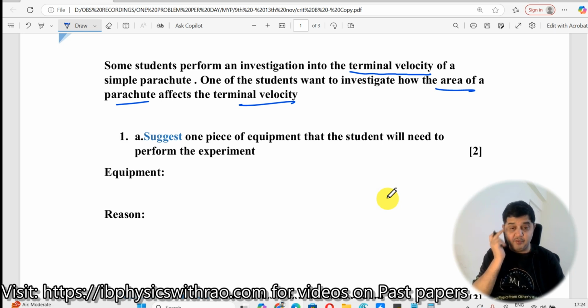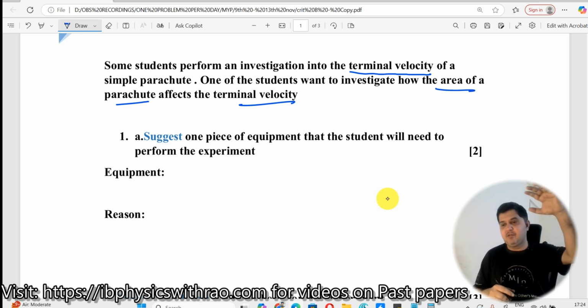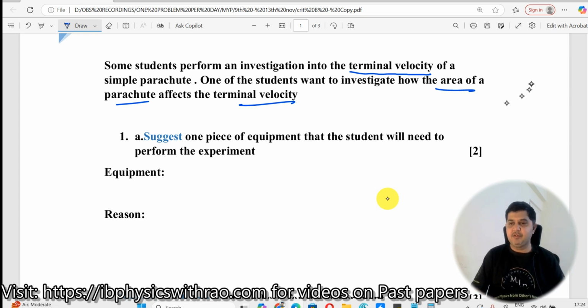What equipment do you need to perform the experiment? So when a parachute is coming from a certain height, what you do is throw the parachute from here, and this is the ground. You fix the distance. Let us say, for example, I'm standing on the second floor of my building, and I throw the parachute from here. As the parachute comes down, I have someone standing over here, and he will be timing at what time it reaches.